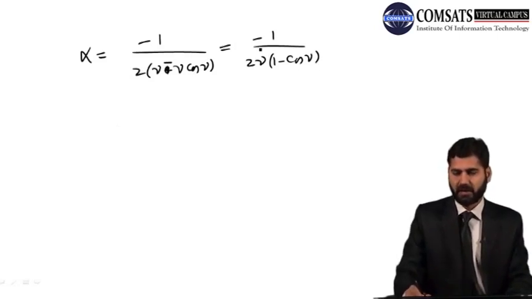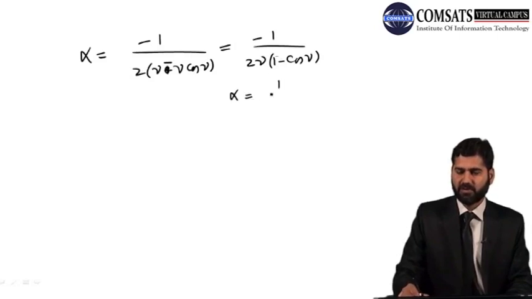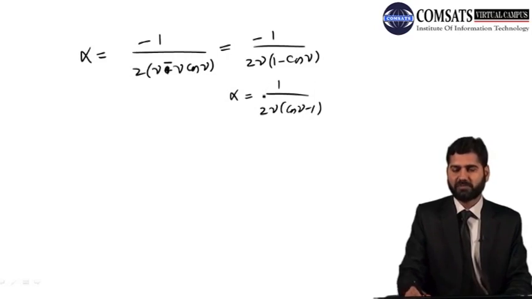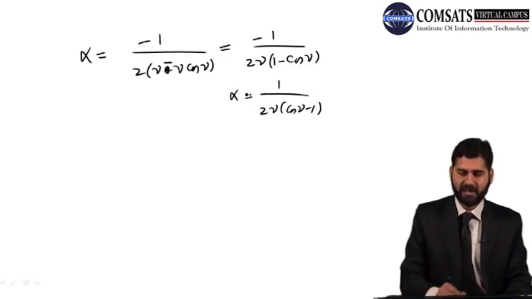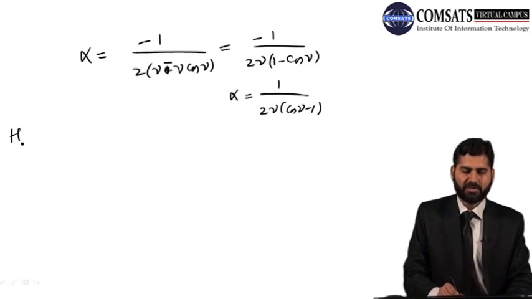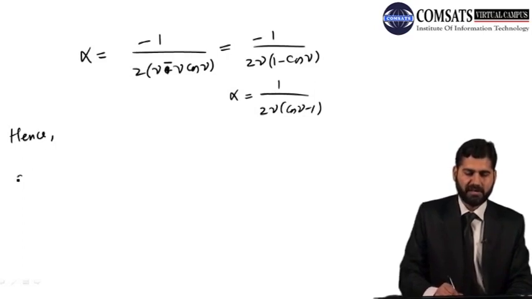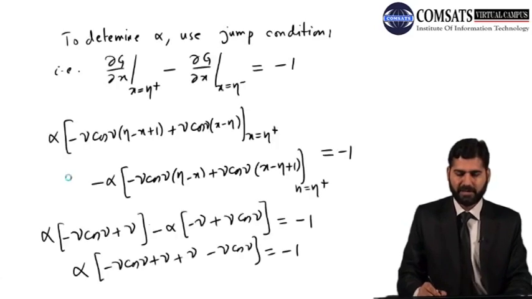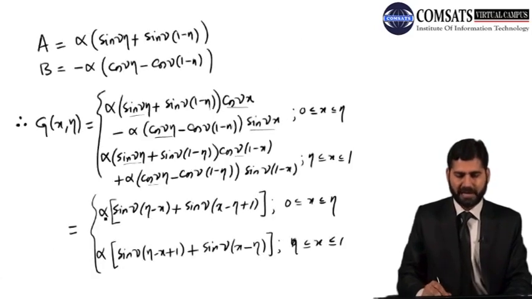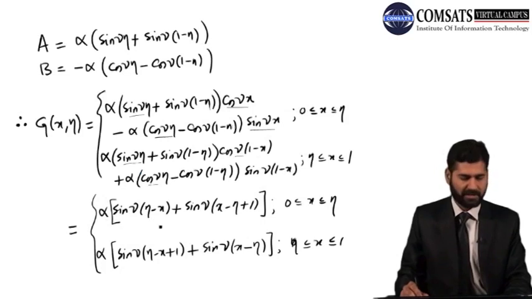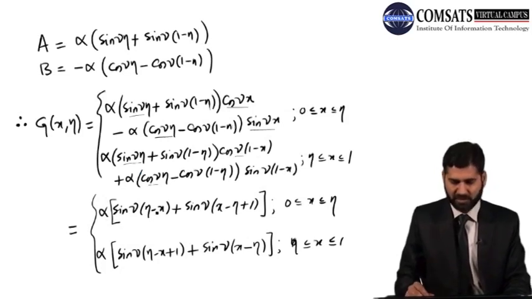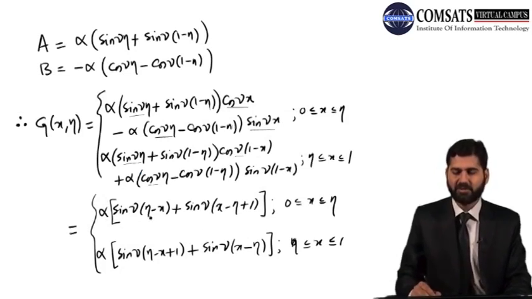Or you can compensate this minus with this one. So I'll write 1 over 2 nu cosine nu minus 1. Right? It's easy to absorb this in here and don't write minus all the time. So hence your Green's function finally takes this form. Here if I replace alpha, it is 1 over nu, so it will be in the denominator. So you have to write this whole thing as it is, divided by 2 nu cos nu minus 1.